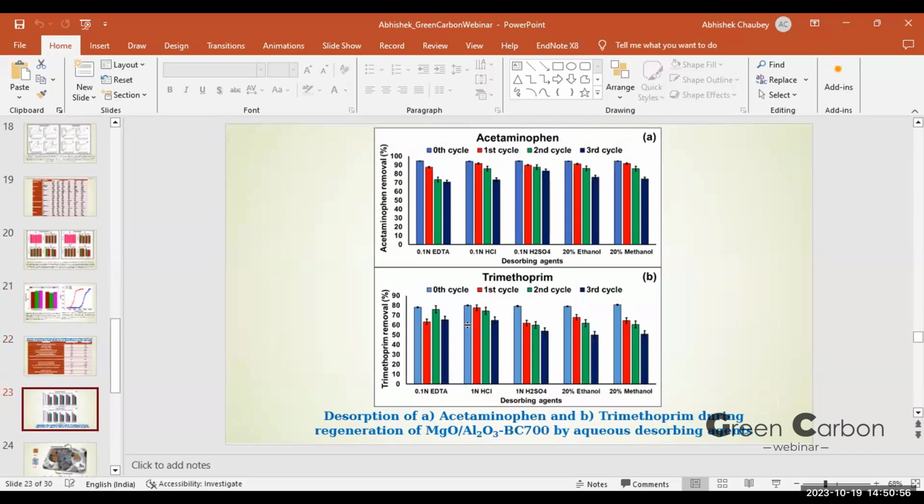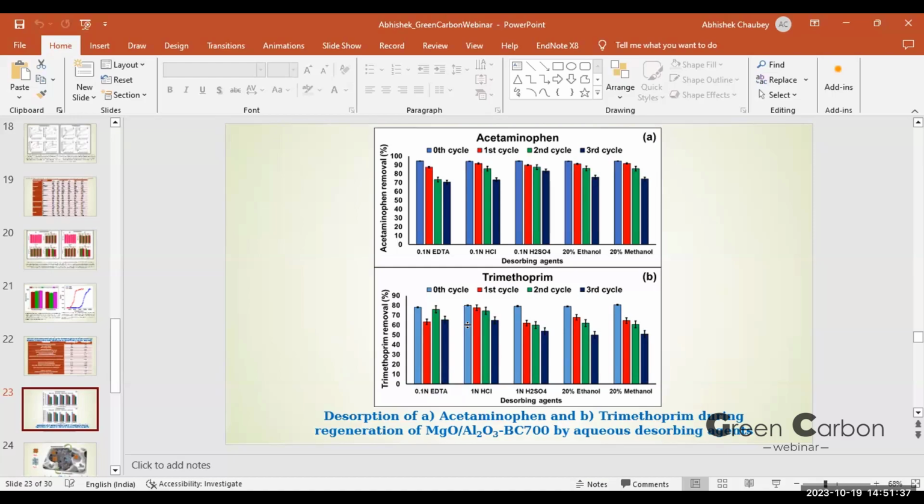After the column study, we also performed the desorption and regeneration study. It is also important because regeneration of adsorbents is necessary. If we regenerate it several times, we can reduce the cost of production of this adsorbent, so we can use it multiple times. So we tried different acids and alcohols, and we found that our developed engineered biochar is robust, and it gives good removal capacity up to 3 cycles for EDTA, HCl, ethanol, and methanol.